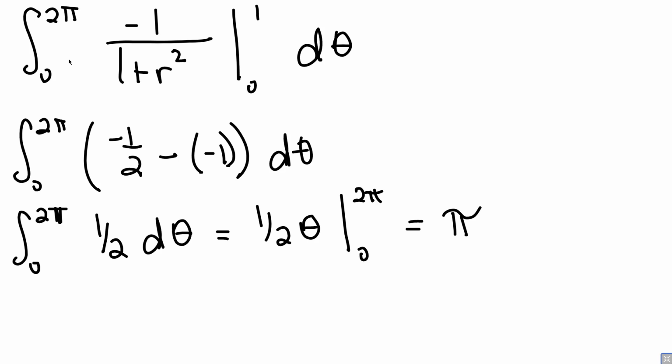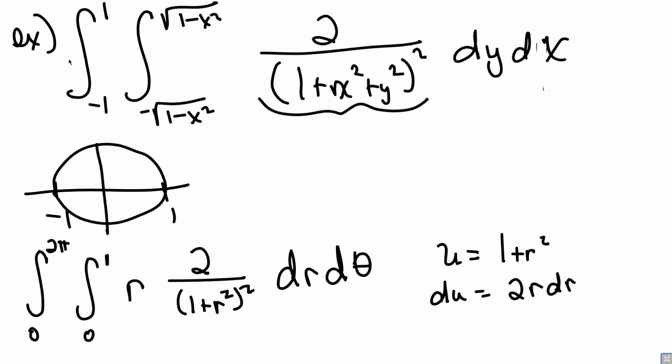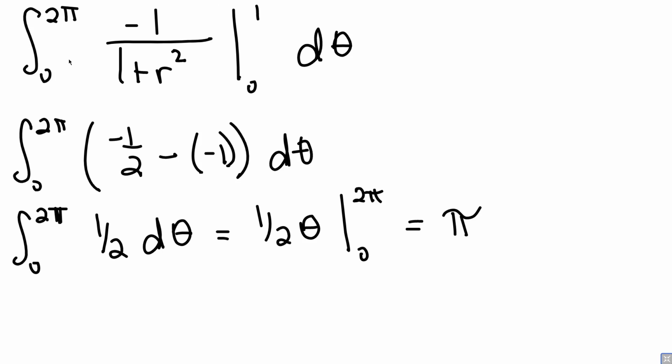So this is a prime example of how, in the way this problem is set up, there's absolutely no way that we will be able to integrate this with respect to x and y. So by doing the conversion, by switching it over to polar form, we are able to integrate it. Any questions?